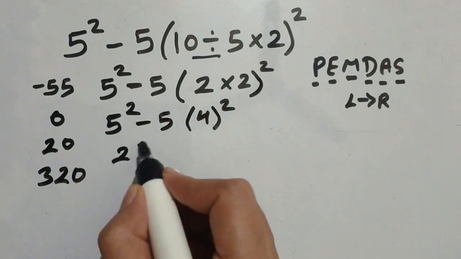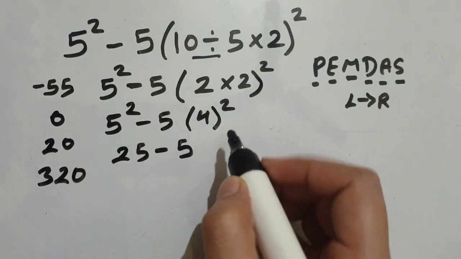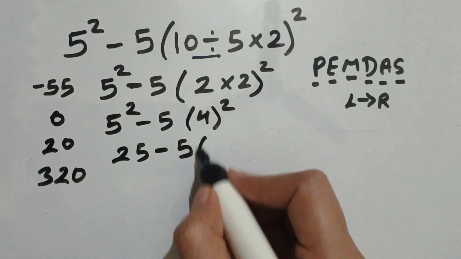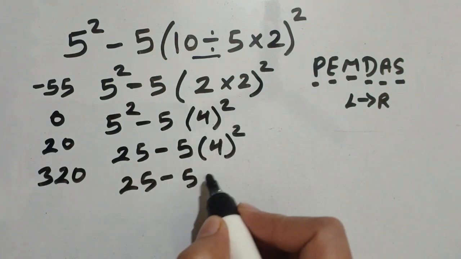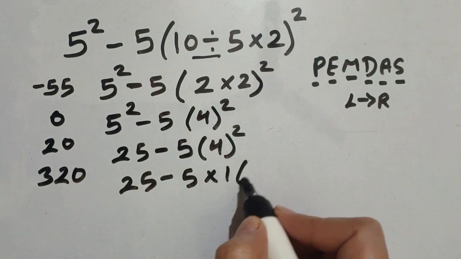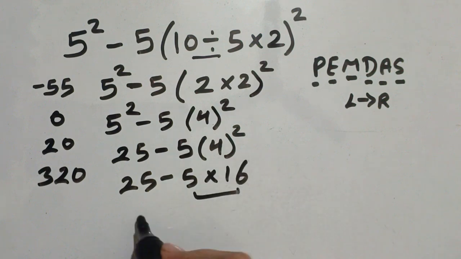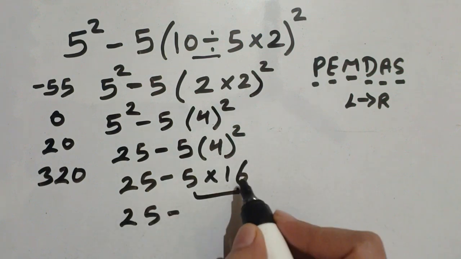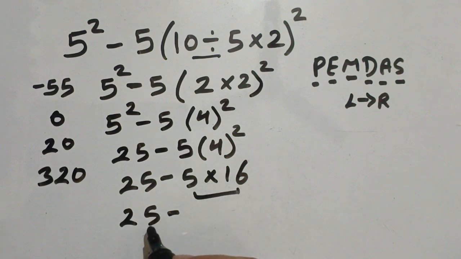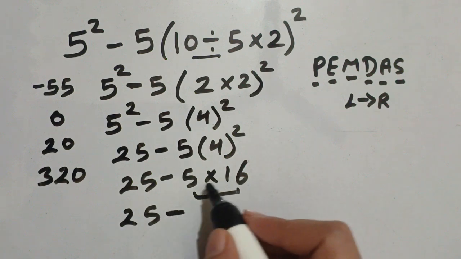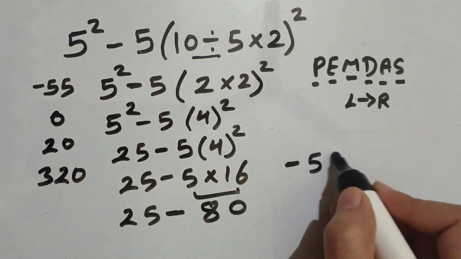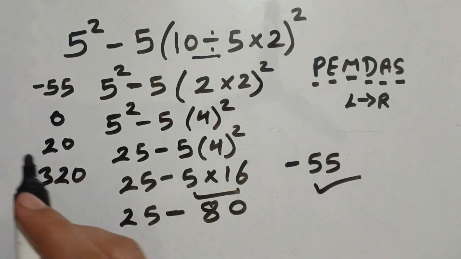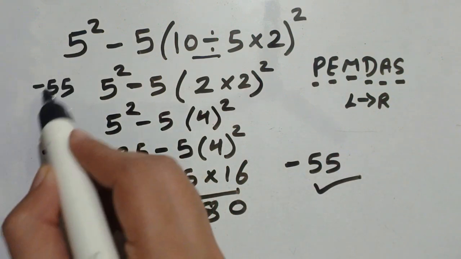So 5 5s are 25 minus 5, 4 square. Then 4 4s are 16. Then solve this part. 25 minus 16, 5 is 80. So 25 minus 80 is minus 55. So the correct option is the first one, that is this one.